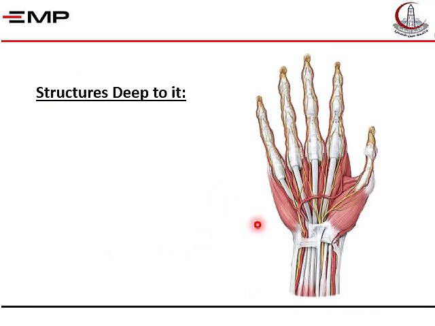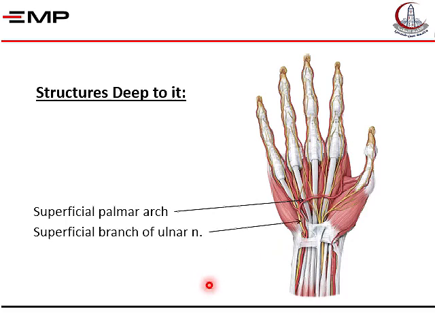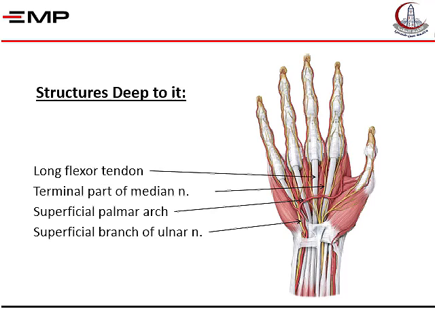Structures that lie deep to the palmar aponeurosis are the superficial palmar arch, which is made by continuation of the ulnar artery, the terminal branches of the ulnar nerve, the superficial terminal branch, which is subcutaneous, the terminal branches of the median nerve, and the long flexor tendons.